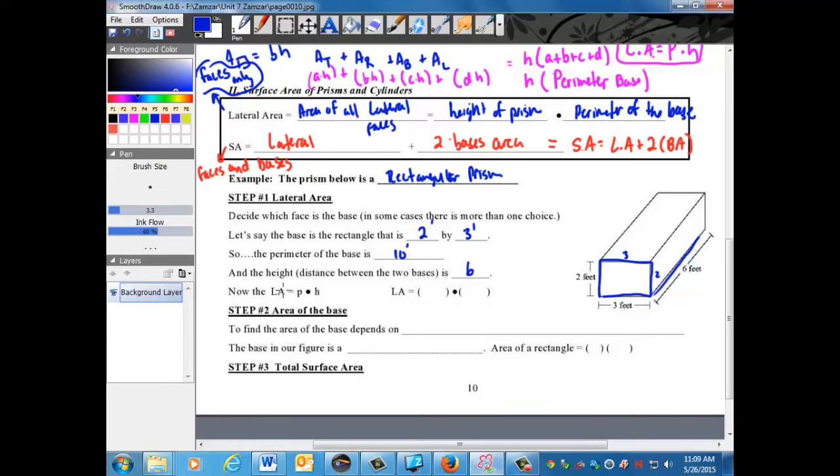Now, lateral area is equal to our base perimeter times height. So lateral area is equal to our perimeter 10 multiplied by the height, which is 6. And so that gives us 60 feet.